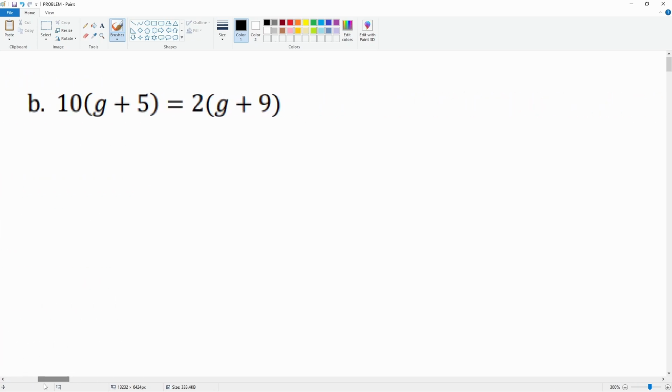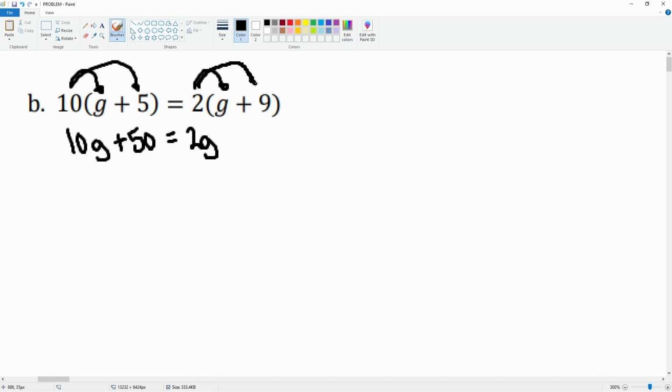Let's look at b here. We have to distribute here to simplify it. So 10 times g, which is 10g, 10 times 5, which is plus 50. Bring down the equal sign. 2 times g, it is 2g, and 2 times 9 is 18. Again, we want to get one of the variables alone. We have a 10g and a 2g, so we're going to subtract or get rid of the smaller g first.